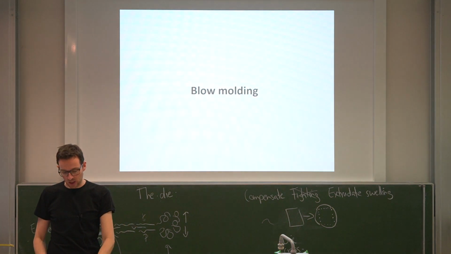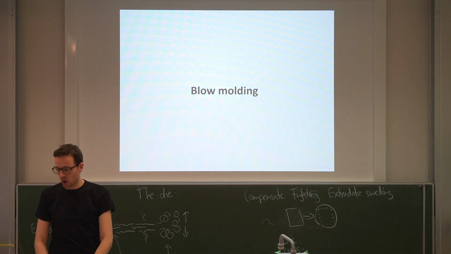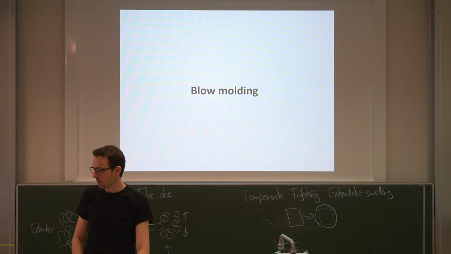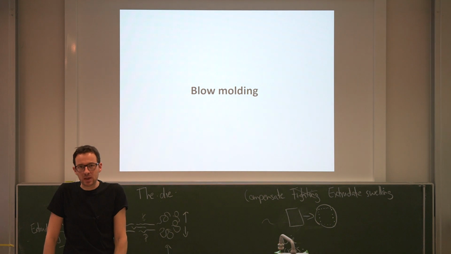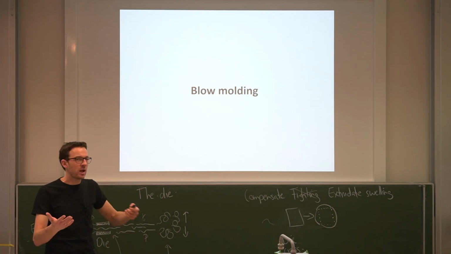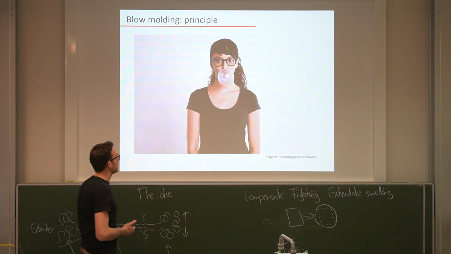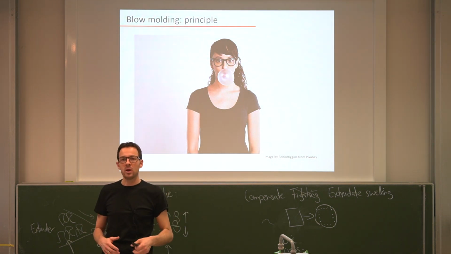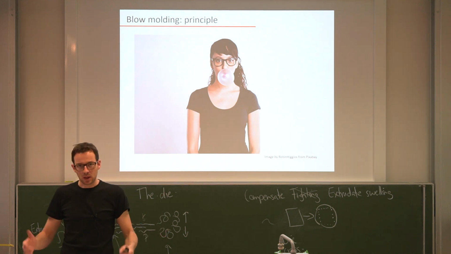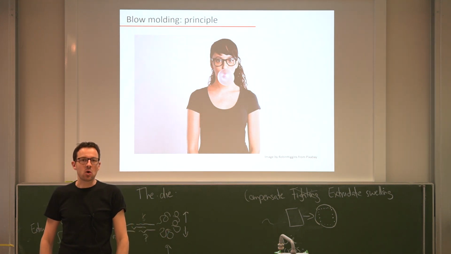Okay, so much for injection molding. Let's move on to the next topic. This is blow molding. And blow molding, as we already said, is how we make plastic bags. And again, the principle is fairly simple. This is what I gave you here. You have a polymer that is relatively soft, like a chewing gum. And what you then do is you blow in air, and this then creates the object you want to create.